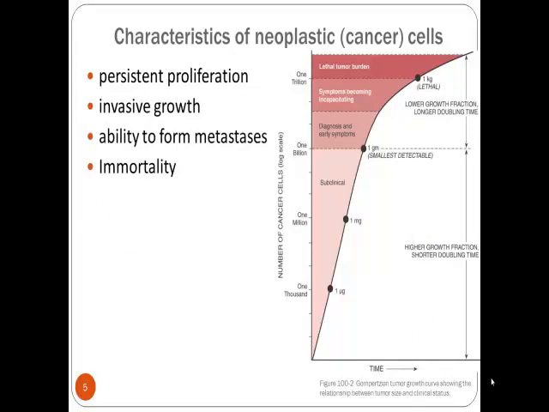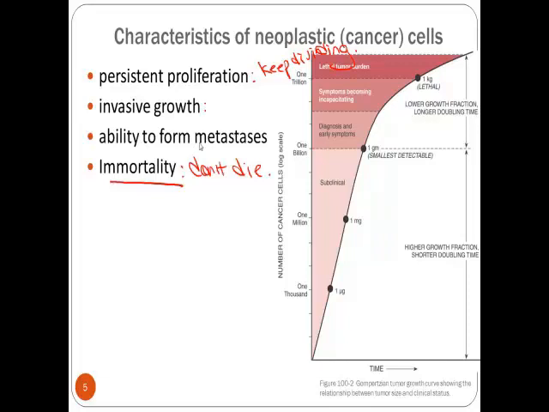Alright, so now we get to the characteristics of neoplastic or cancerous cells. These are four main characteristics of cancer cells. The first one is that they are persistent in their growth. They keep on growing. And this is closely linked with the last characteristic, immortality. Immortality means that they don't ever die, right? Persistent proliferation, keep dividing. They don't know when to stop. In fact, they don't stop.